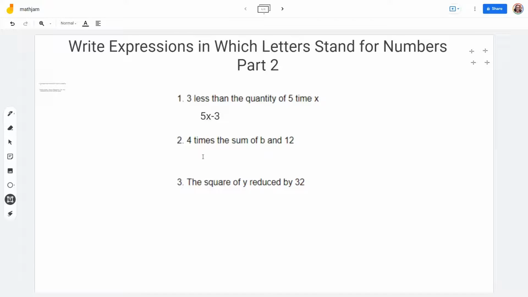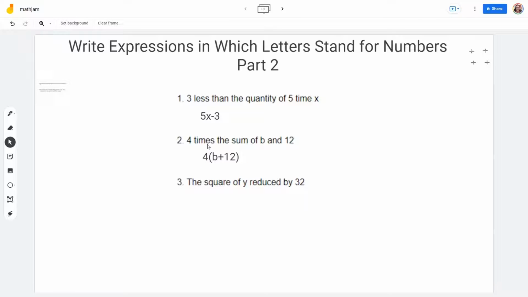All right, let's look at number 2. Number 2 says 4 times the sum of b and 12. Okay, so let's go ahead and start with our 4. And because we need to multiply that 4 by the sum of b and 12, we're going to go ahead and use a parenthesis so we know to find out what that sum is first. So b plus 12, and then we end it with the parenthesis.